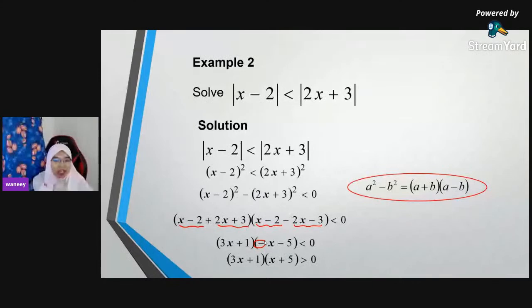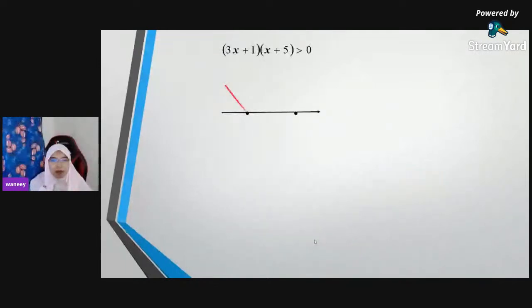Multiplying with negative 1, we are going to get (3x + 1) multiplied with (x + 5) greater than 0. So instead of having less than, I'm having greater than now because I multiplied with negative 1. So multiplying with negative 1, don't forget to flip the sign. And then we're going to draw the graph. So this is a happy graph.